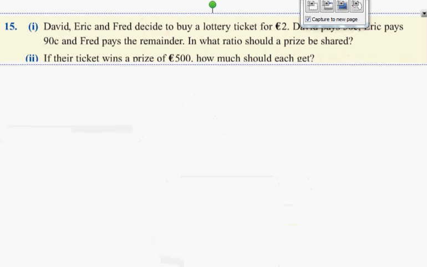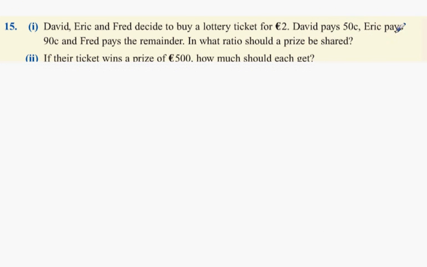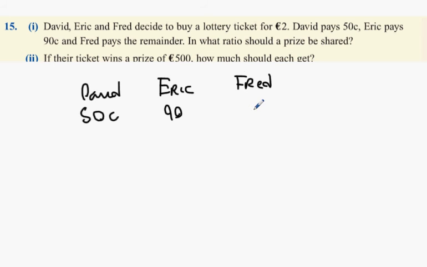Question 15, guys. David, Eric and Fred decide to buy a lottery ticket for €2. David pays 50 cents, Eric pays 90 cents, and Fred pays the remainder. So that's 50 cents for David. It's going to be 90 cents for Eric. And then Fred's going to pay the remainder. How much is left? 60 cents. Okay. Now that's the ratio.